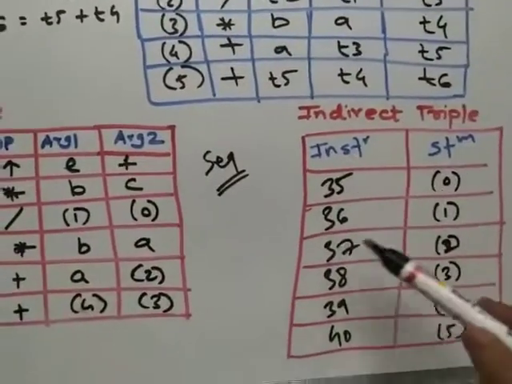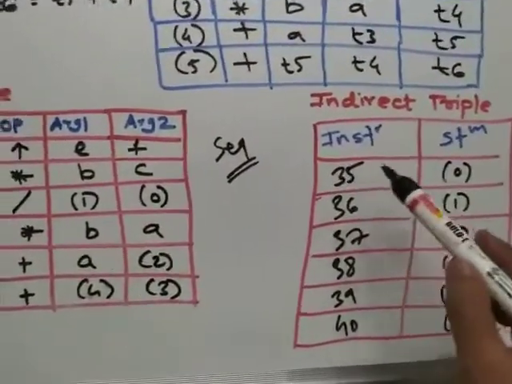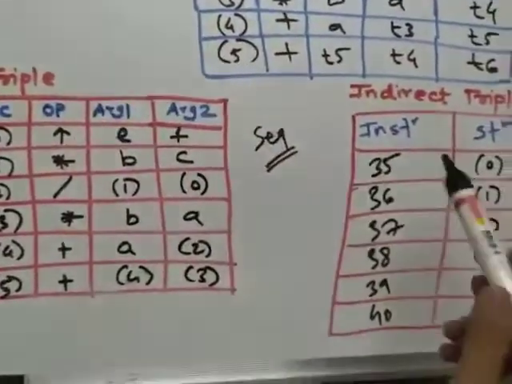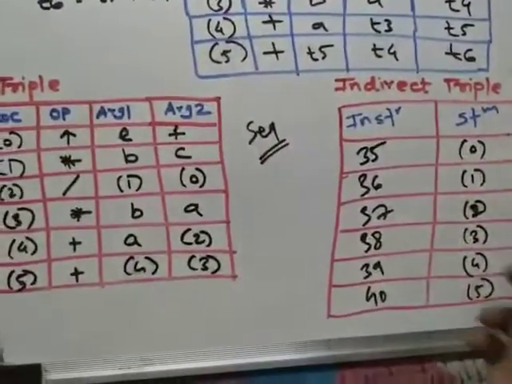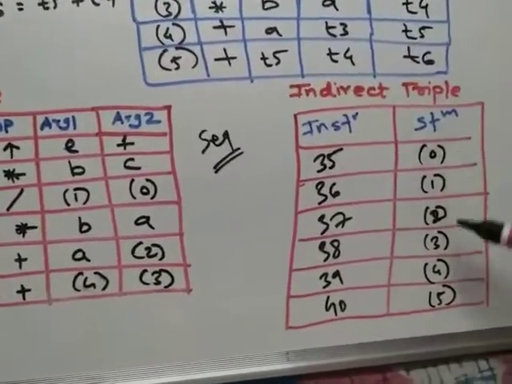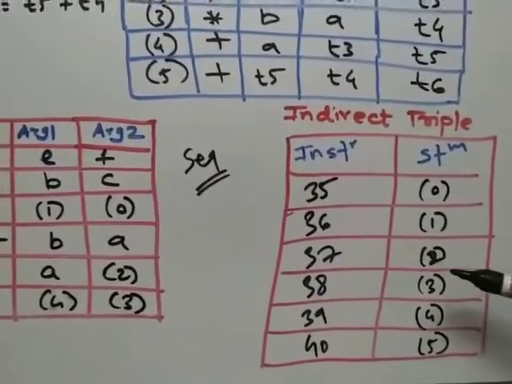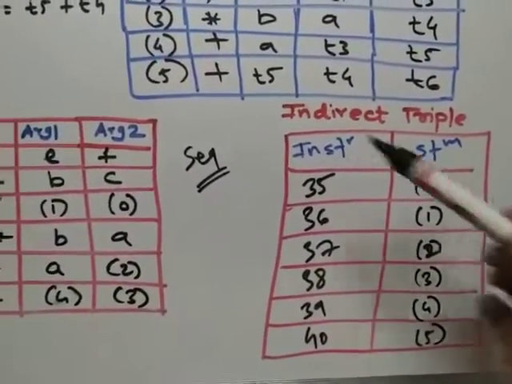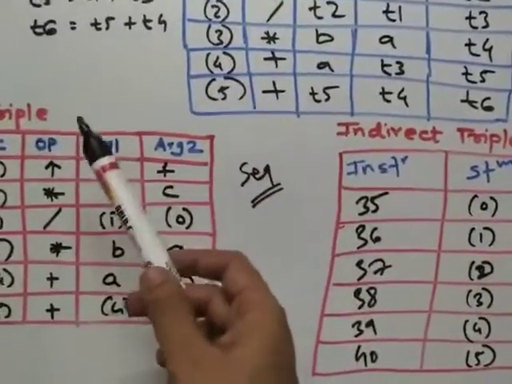So it holds a pointer kind of relationship, and it is simply referring to the triple data. In this way the relationship is held, and you can represent the indirect triple table like this, where the statement is referring to the data from the triple.